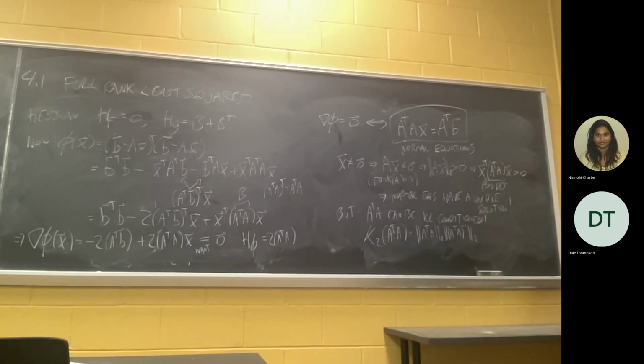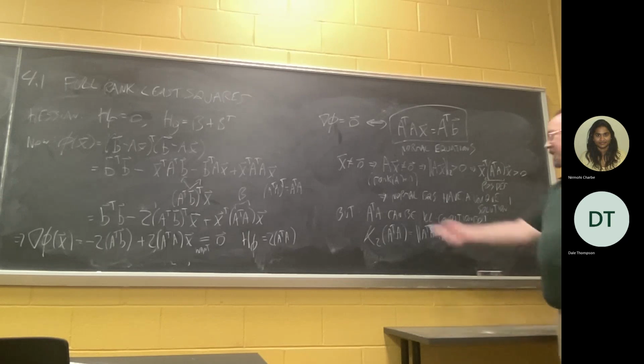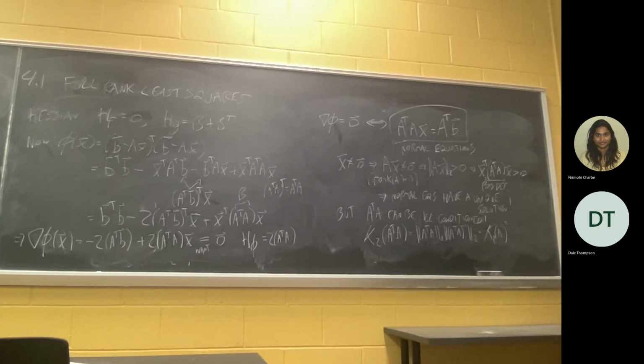It can be shown, and in the book these are assigned as homework problems, I do not recall if I actually assigned them, but they're homework problems, that it is actually the condition number of A squared. So in other words, if A itself is already ill-conditioned, we just made it a whole lot worse by going for normal equations.